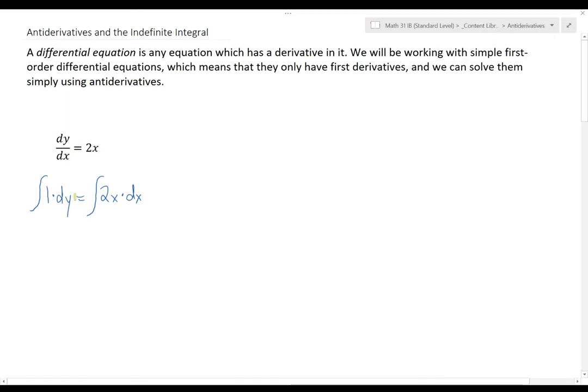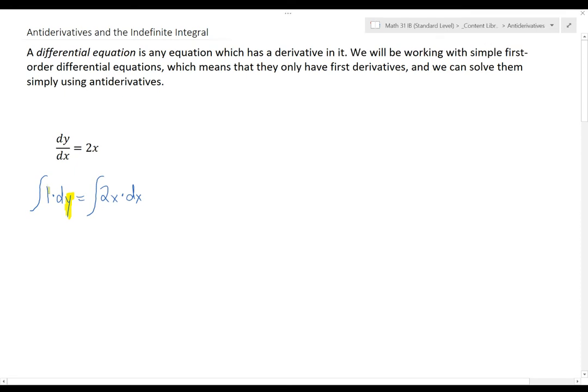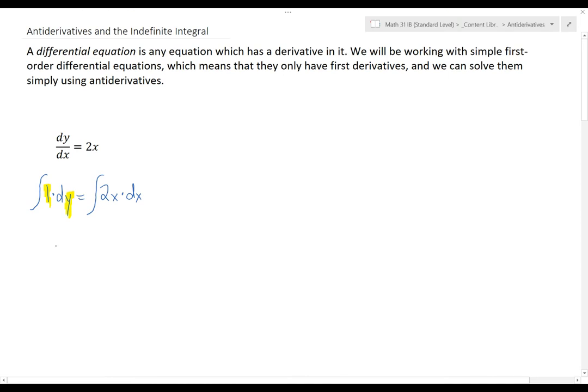So on the left-hand side, I'm asking what function of y, in other words, what expression that has y as its variable, has a derivative of 1. And the fairly straightforward answer, the simplest answer is, well, y. The derivative of y would be 1 if y were my independent variable. So the antiderivative of 1 is y.